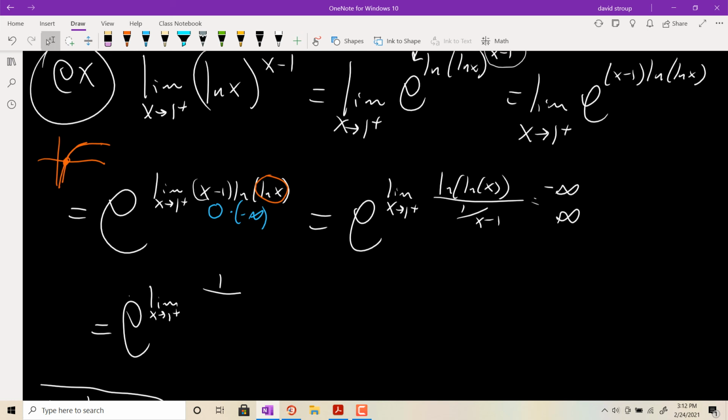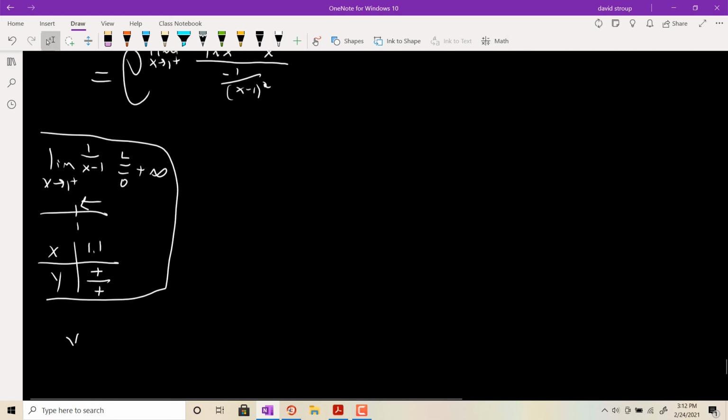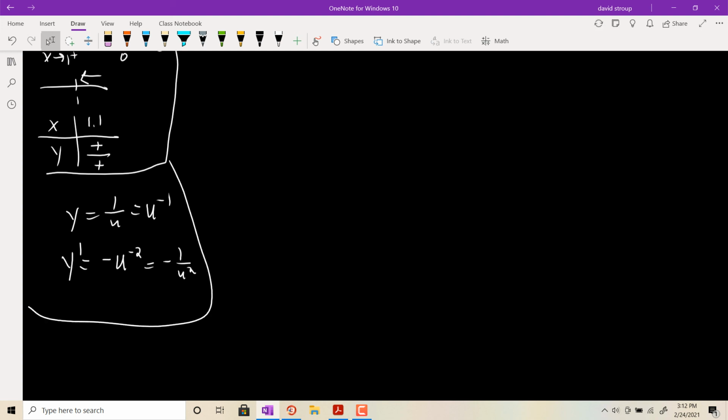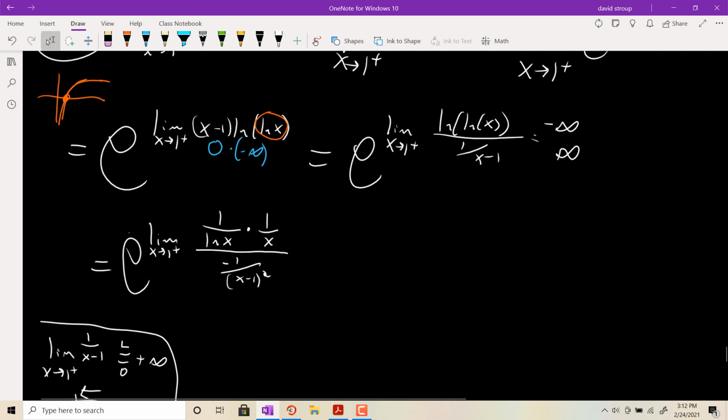Okay, so you go with 1 over ln of x, and then chain rule times the derivative of ln of x, which is 1 over x, all over negative 1 all over x minus 1 squared. Okay. So for all of those forms, like y equals 1 over something, the derivative y prime will always be, because this is just u to the negative 1, negative u to the negative 2 times, if you need a chain rule, but it's always going to be just negative 1 over u squared. Okay, so that's how I do those quickly. 1 over x minus 1 is negative 1 over x minus 1 squared.